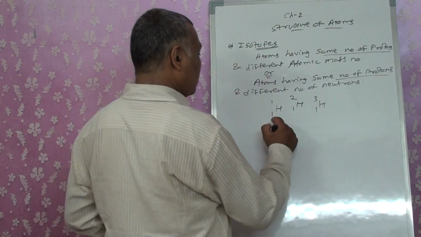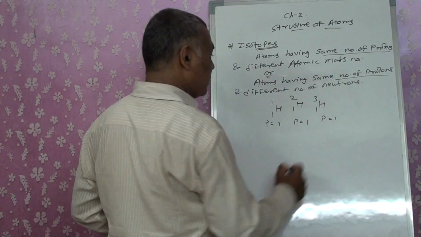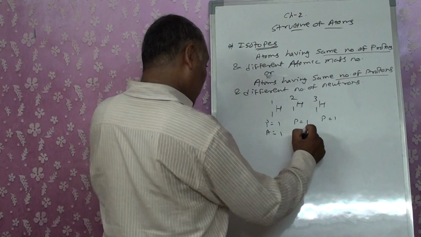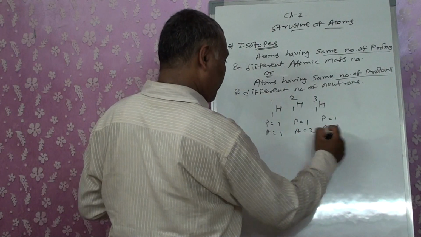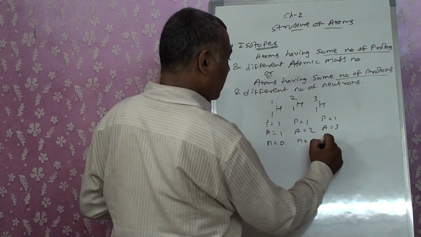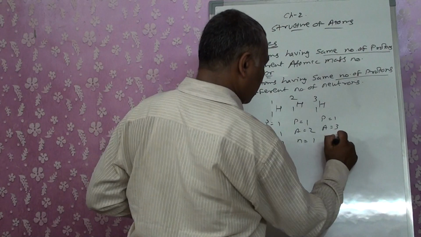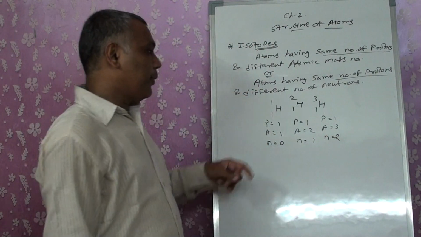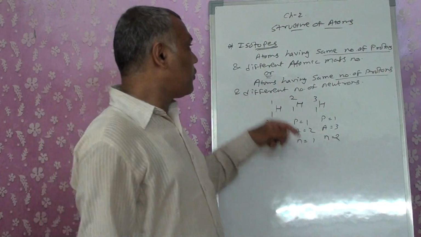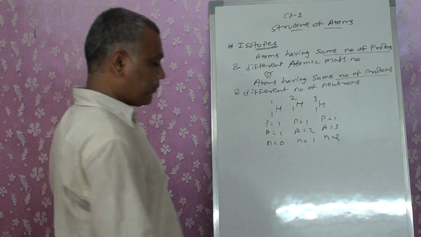They have the same number of protons, but if I go for atomic mass, I am going to get it as different. Or if we calculate the neutrons, we are going to get a different number of neutrons. Same protons but different atomic mass number or different number of neutrons. So they are considered isotopes.